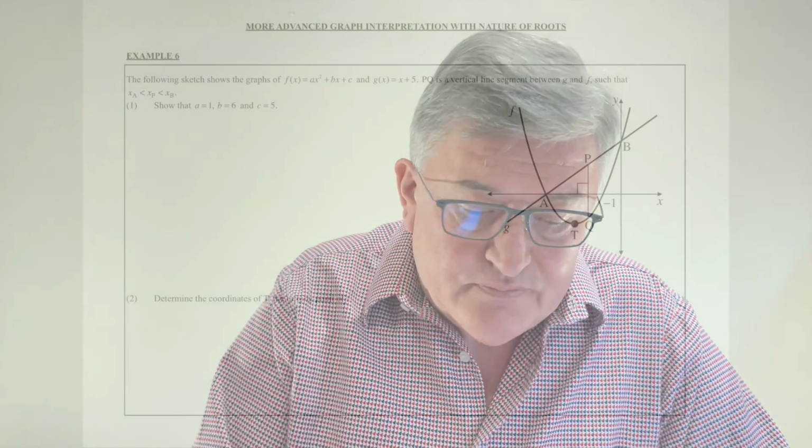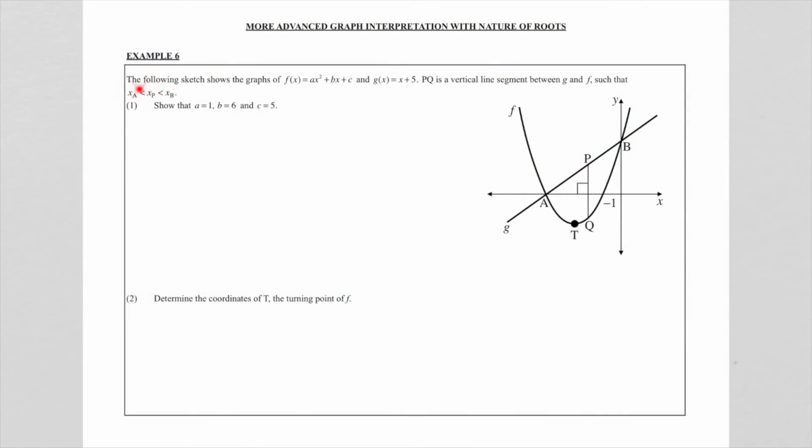Let's see what this problem is about. In this example, they say that the following sketch shows the graph of this parabola. You can see the equation was not given to us. That is f(x), and g(x) is a straight line graph, and the equation is g(x) = x + 5.